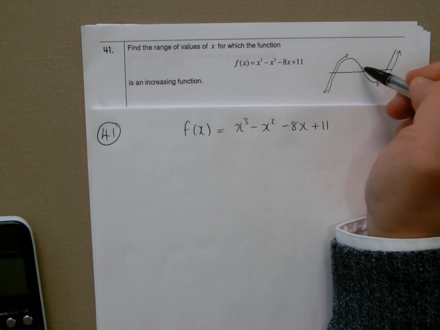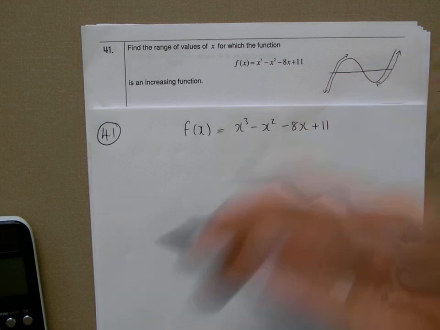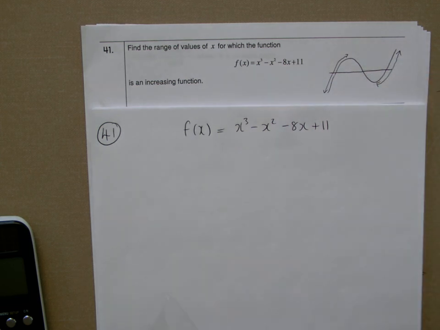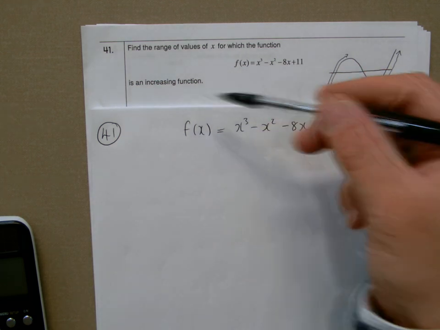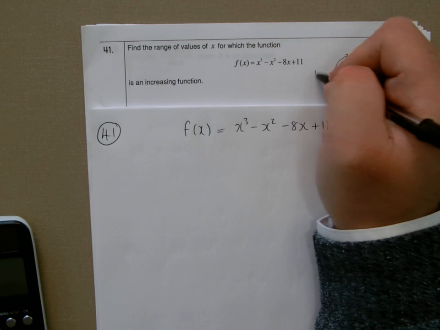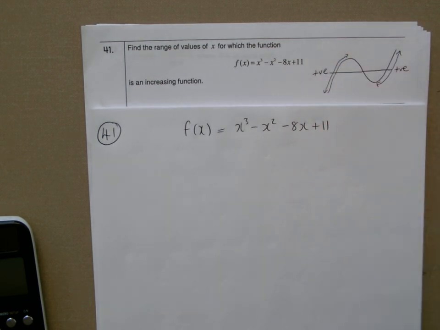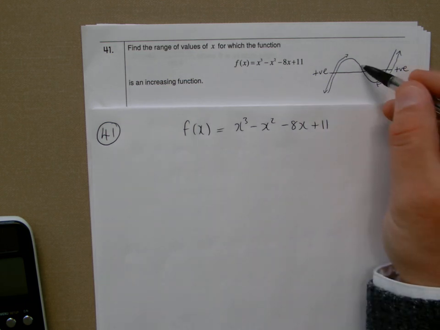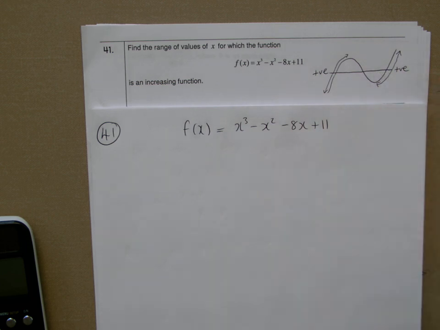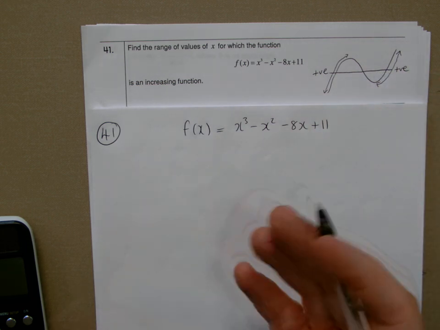If you think about it, we'll have a negative gradient, and that's what this is referring to here. That's the process you've got to use here, because when the function is increasing, the gradient will be positive. You'd have a positive tangent, a tangent going in the positive direction, positive gradient, whereas when it's decreasing, it'd be a negative gradient. So it's all about looking at the gradient.